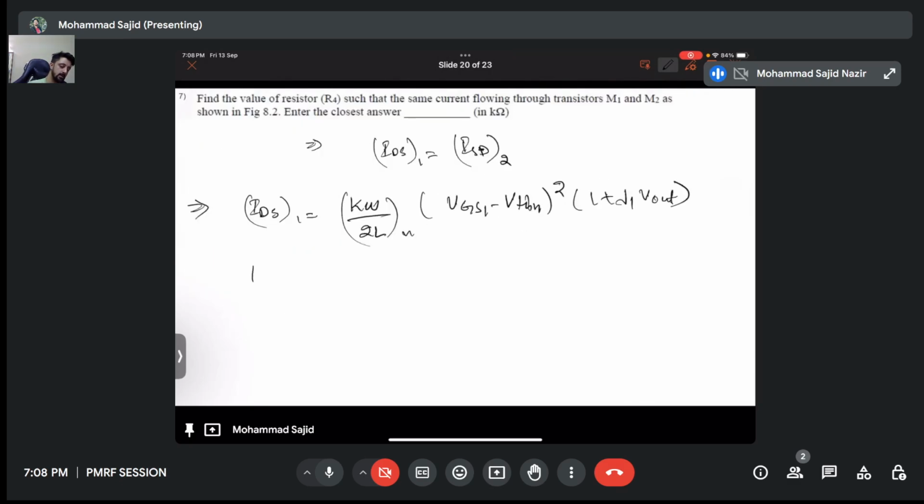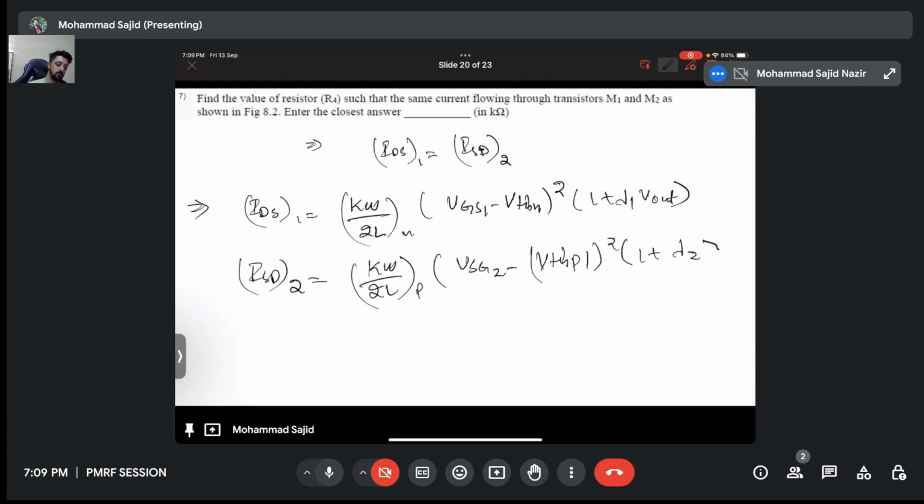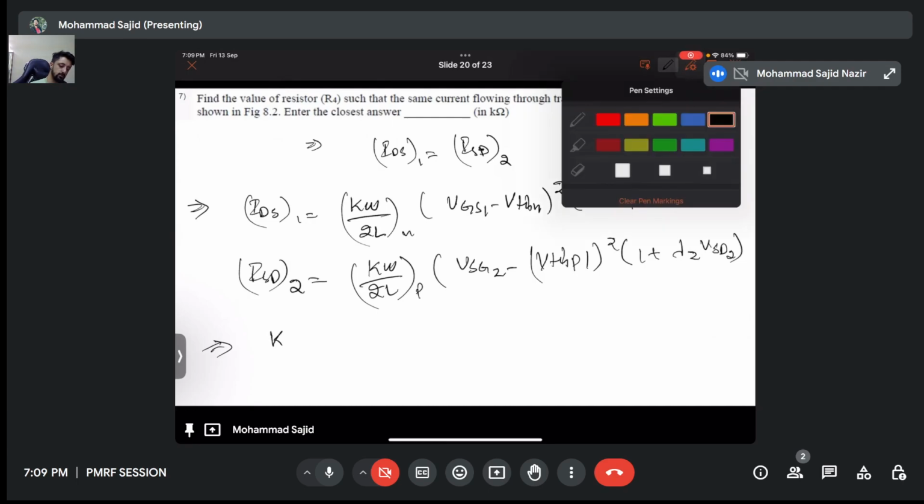So writing it down, ISD2 is kW by 2L times VSG2 minus VTHP mod whole square, and again 1 plus lambda 2 times VSD2. So equating the two, you will get kW by L. Let me just substitute the values.